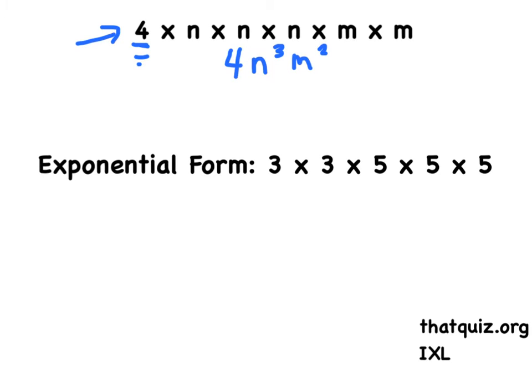How would you write 3 times 3 times 5 times 5 times 5 in exponential form? I'll give you a second to think about it. The answer would be written 3 to the second power times 5 to the third power. 3 squared times 5 cubed.